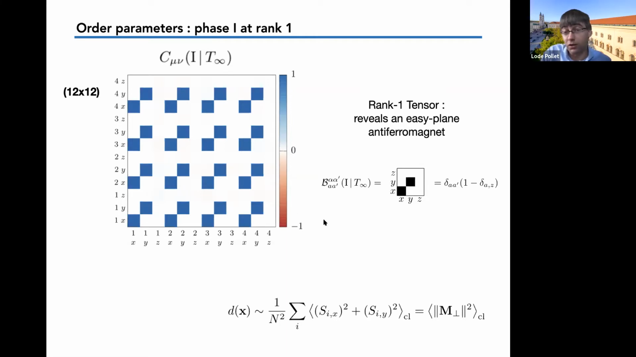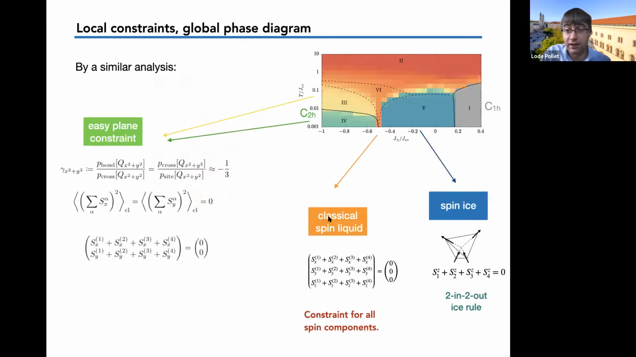And this type of analysis has now to be done for each one of the phases, and it gets more complicated. Because the rest of the figure has to be done at rank 2, and then the matrices are 144 times 144, and that's more complicated. But if you do so, you will learn all the properties you need to know to learn the phase diagram.